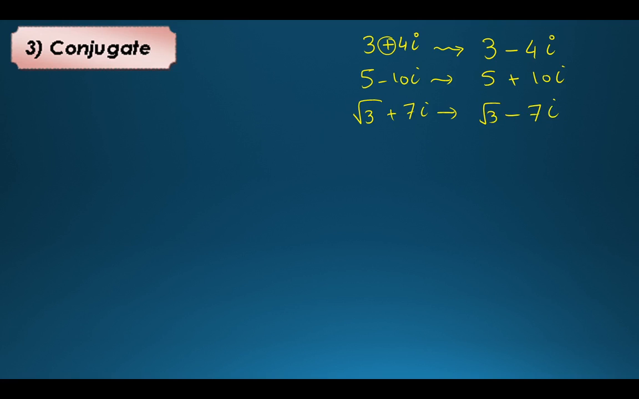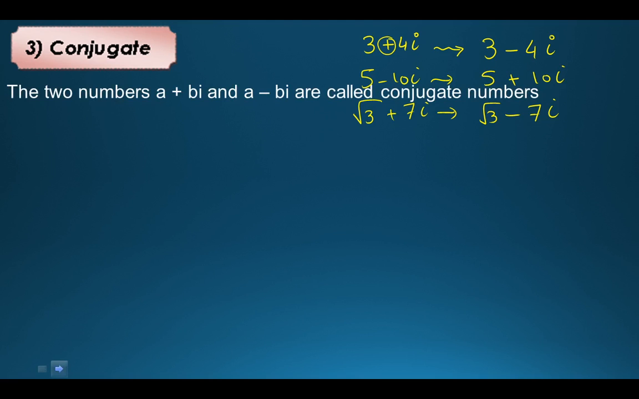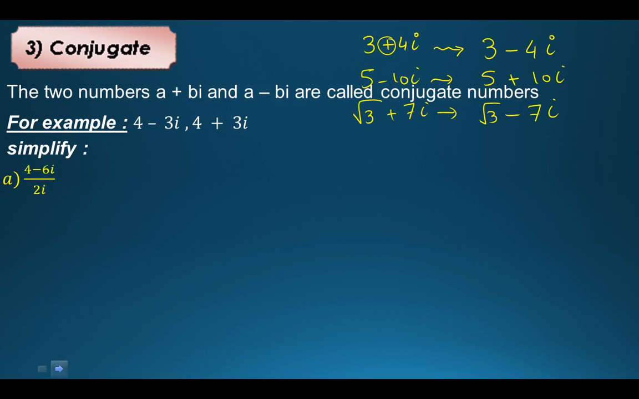Okay? So here, the two numbers a plus bi and a minus bi are called conjugate numbers. For example, 4 minus 3i, the conjugate will be 4 plus 3i. Example, simplify 4 minus 6i over 2i.